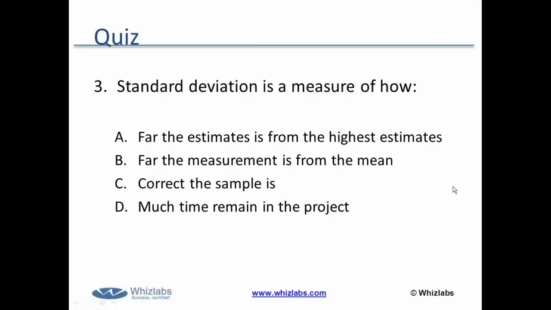Okay, Mohammed said B. Sheikh Ismail said B. So the correct answer is given by everybody. How far the measurement is from the mean? That's called standard deviation, which is also sigma. How far this measurement is from the mean, which is acceptable by that particular project manager, or by that particular PMO or the program manager. So how far the deviation is from the mean is called standard deviation. It has been rightly said by everybody. That's really good.